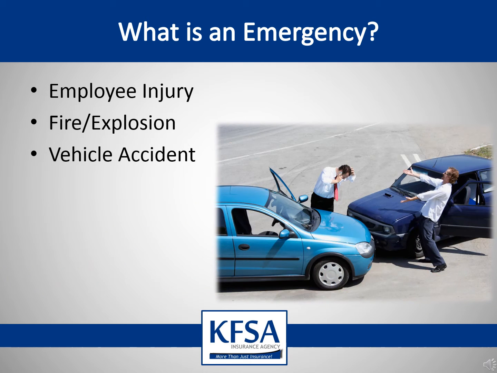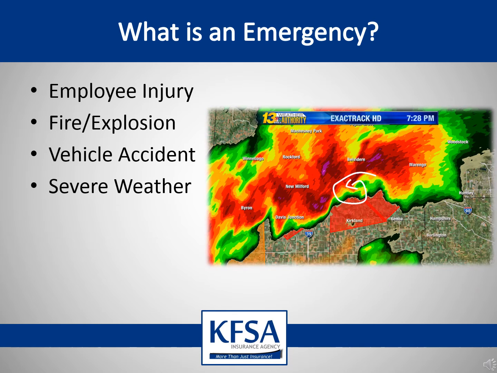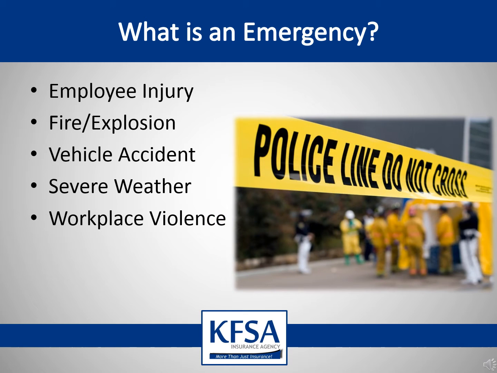Next would be a vehicle accident. Vehicle accidents are probably going to be the most common types of emergencies you're going to have in your business, which a lot of times can and will involve an employee injury as well. The next one is a severe weather type hazard. This could be a tornado, a flood, or an earthquake, lots of different types of severe weather that old Mother Nature herself presents. And finally, the one that we never want to have in the workplace is, of course, workplace violence. However, we do need to plan and prepare to deal with that as it comes up.